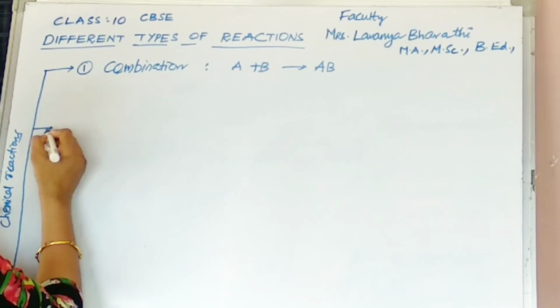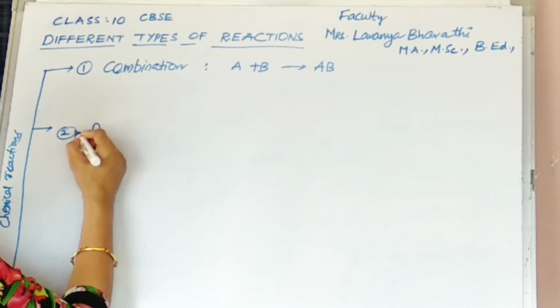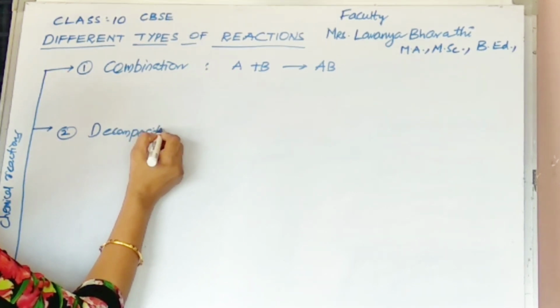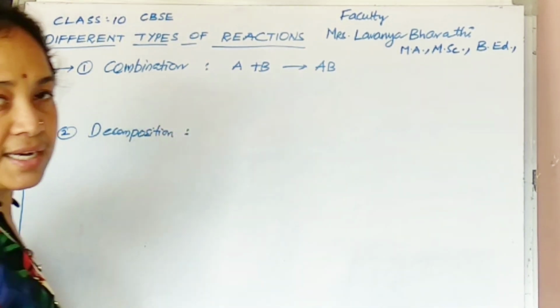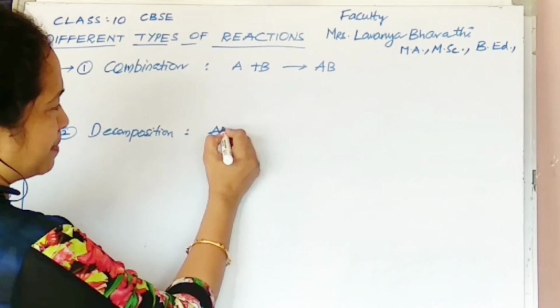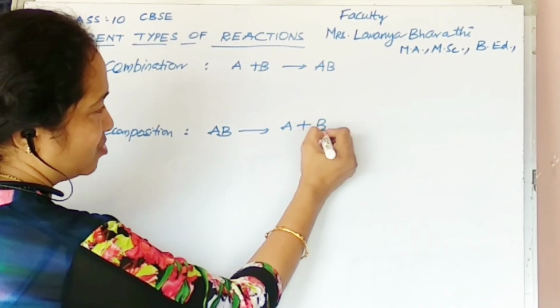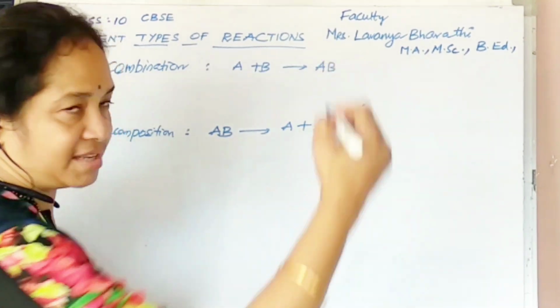The second one is decomposition. This decomposition is just opposite to the upper one. That is, this AB, this bigger molecule, splits into A plus B. Again, there are 3 modes. What are the 3 modes?